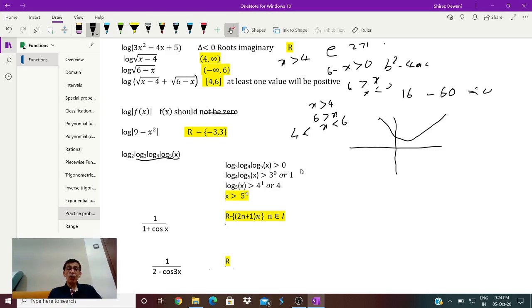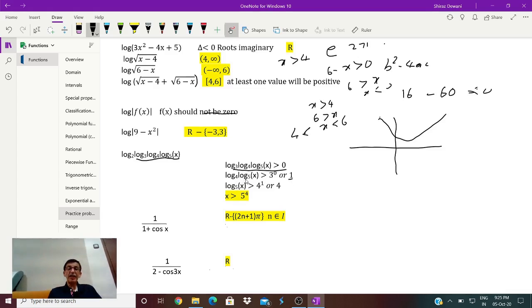Now for this to be more than 0, if you take the meaning of log, this part, log to the base 4, log to the base 5 of x, should be more than 3 raised to 0. Because the base is more than 1, the inequality holds as it is, and 3 raised to 0 is 1. So this value should be more than 1.